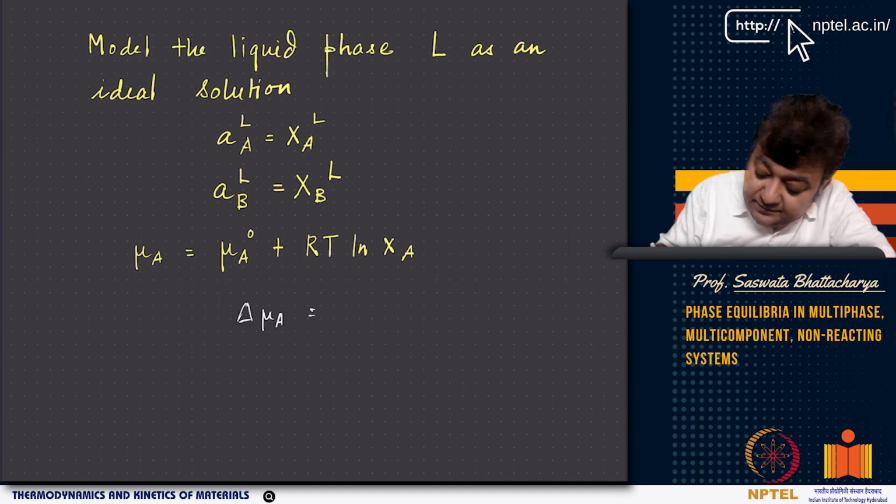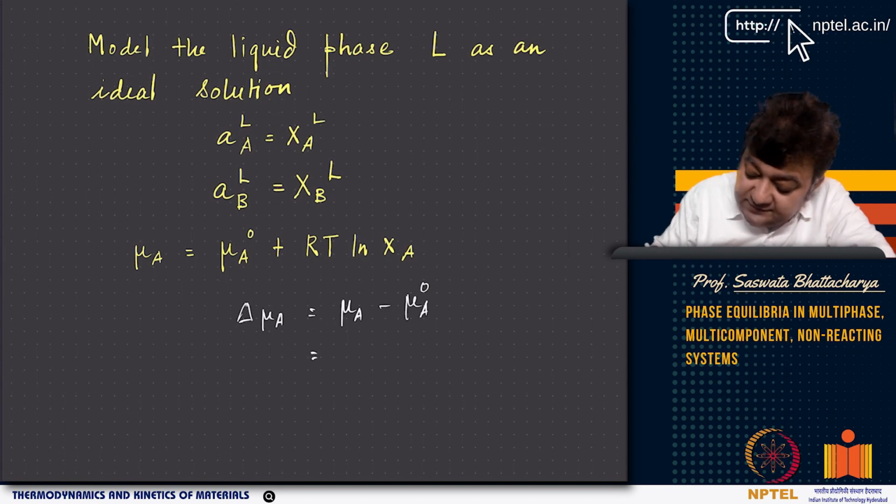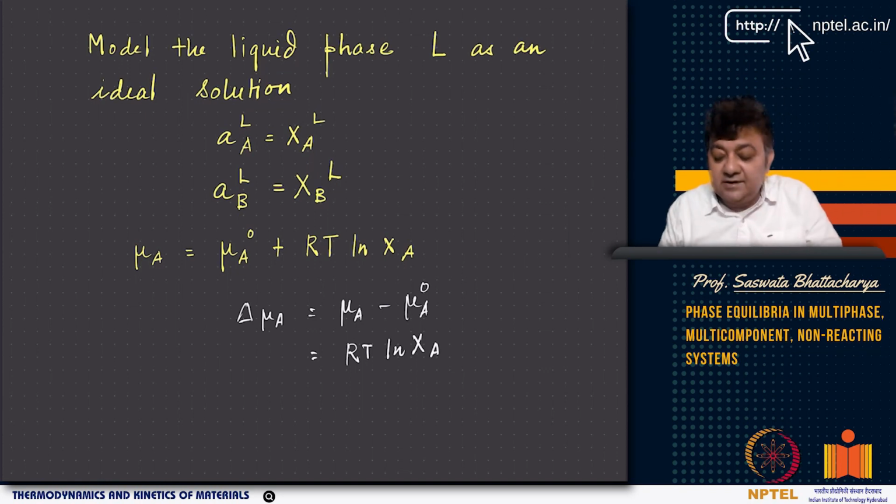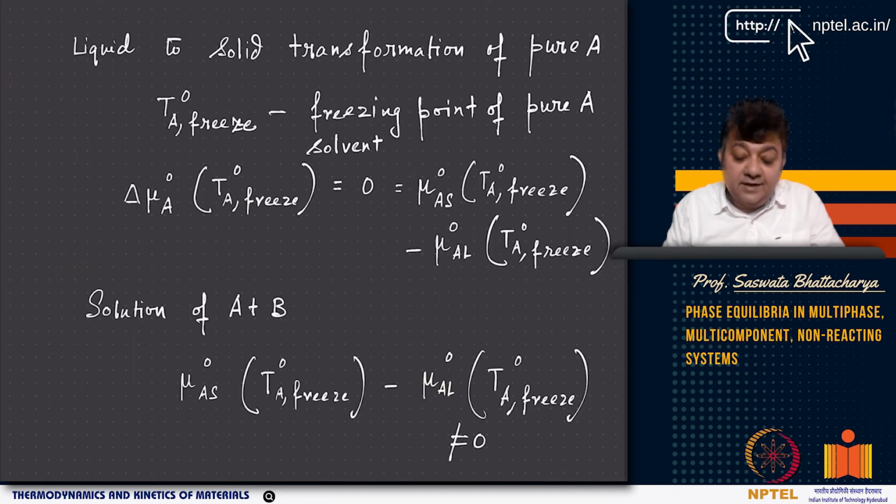which is basically mu A in solution minus mu A 0, which is the standard state, and it comes out to be RT ln x A, right? This is delta mu A. For delta mu B, it will be RT ln x B, right?